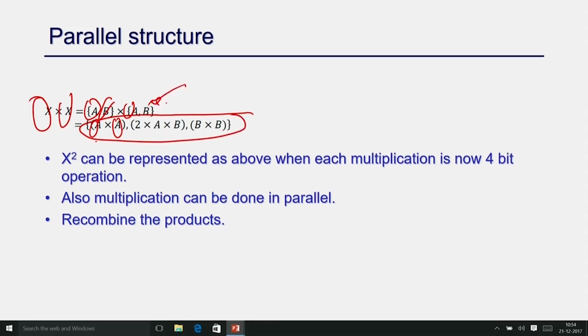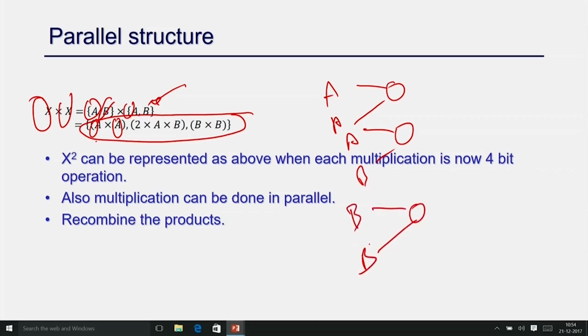So this is possible. The basic idea I want to give you is that instead of doing an 8-bit multiplication, I can now do 4-bit multiplications, and all these 3 are A into A, A into B, and B into B, that is AA, AB and BB.